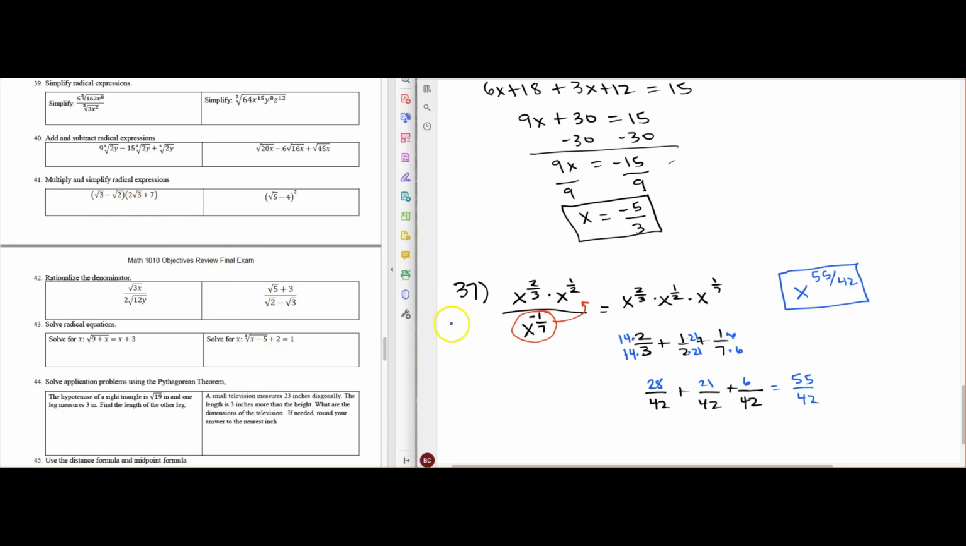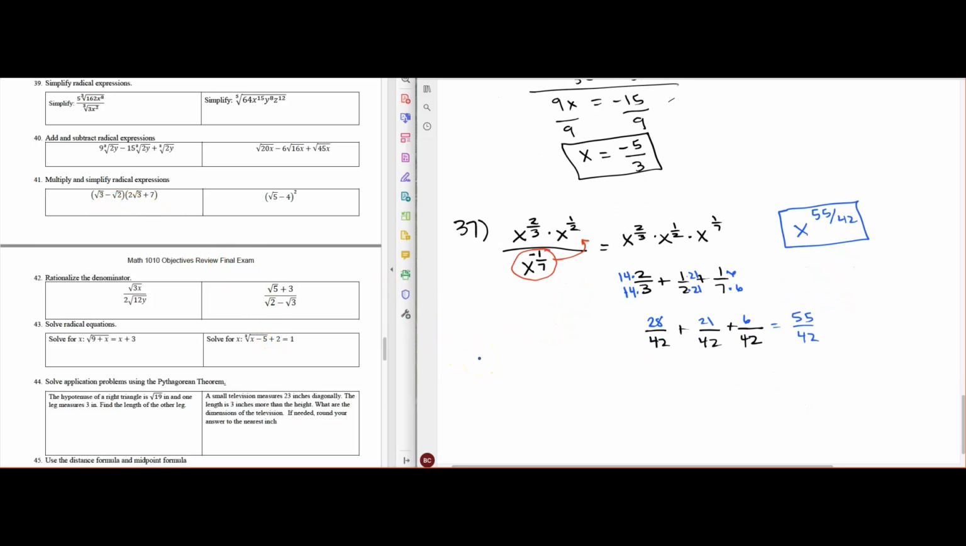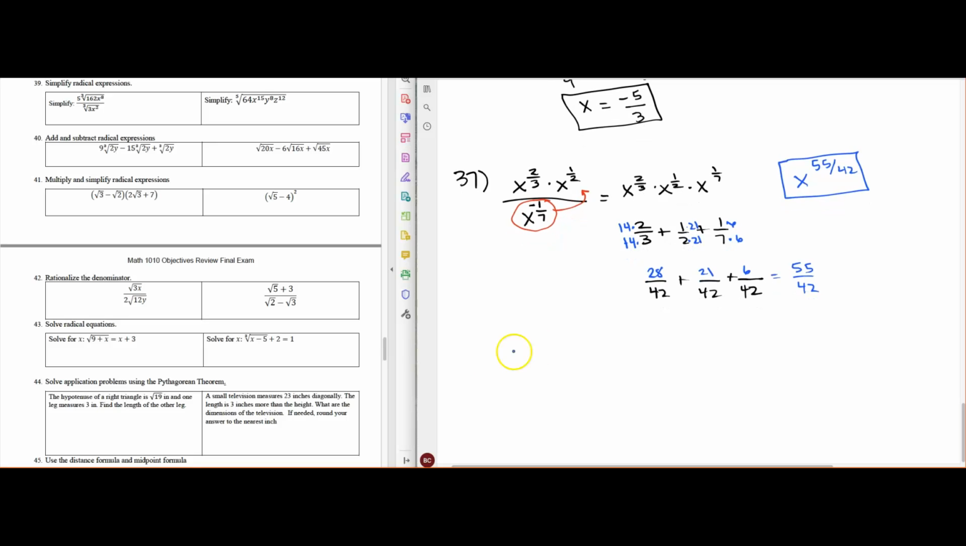Okay, let's look at number 41. This is a FOIL type of question, so just be really careful when you're doing this type. You still are just going to be multiplying these together: square root of 3 minus square root of 2 times 2 square root of 3 plus 7. We are going to be foiling this. Let me do these separately.